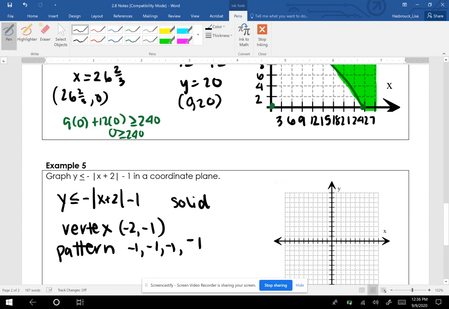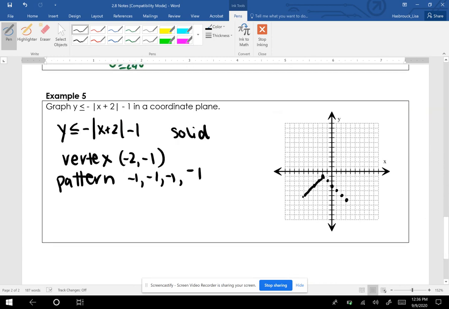So let's start by graphing that V. We start at (-2, -1). We're going to go upside down. So we go right 1 and left 1 and then down 1. So your line should look like that. Now, since it's an inequality, we do have to pick a test point to see where we shade. I'm going to use (0, 0) again since it's not on my line.